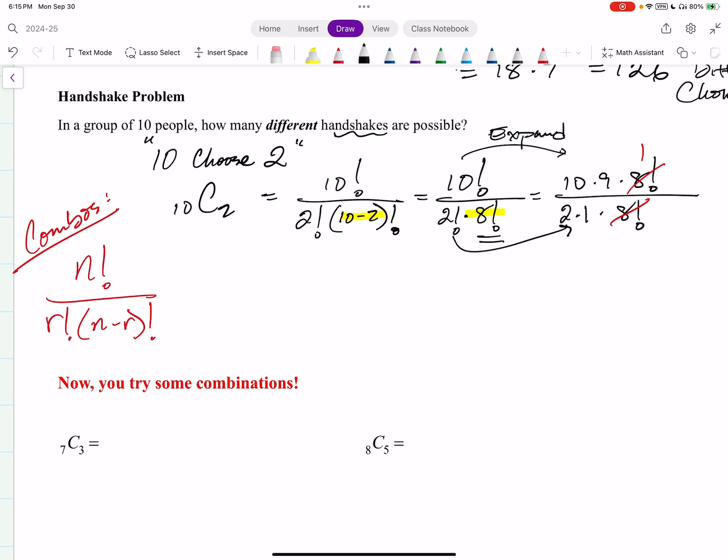And then what do I have left over? Well, I have 10 times 9 divided by 2, but 2 divides into 10 5 times. 5 times 9 is 45, and I'm done. There's 45 different handshakes that are made. So if you have 10 people and you want to count up the number of handshakes, there's going to be 45. All right, and there we go.